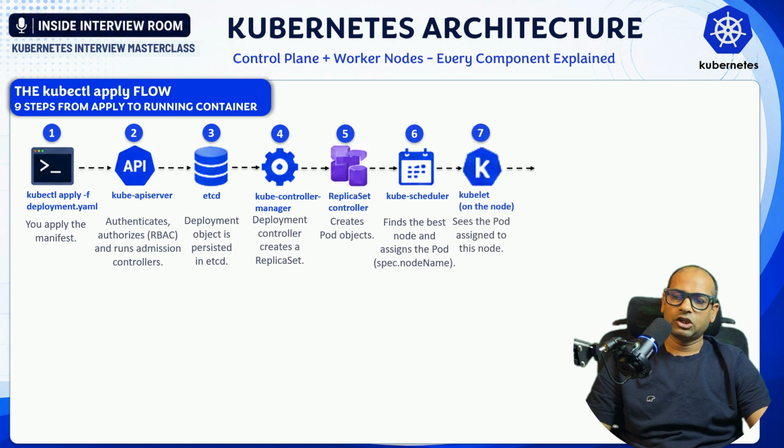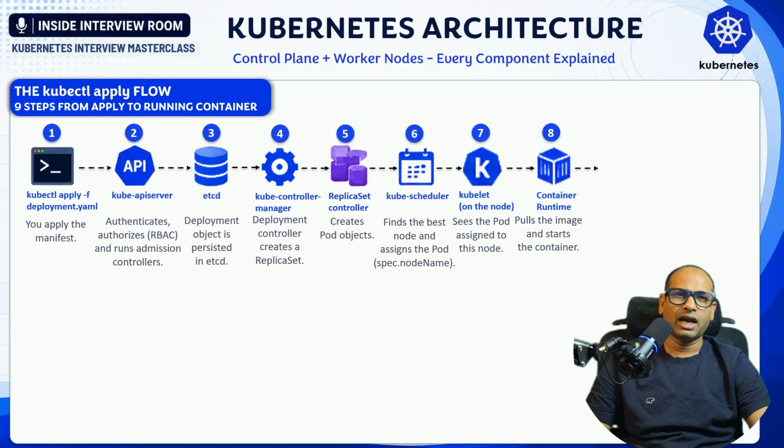Step 7, the kubelet on that chosen node is watching the API server and it sees a pod has been assigned to me. Now the work comes down to the node. Step 8, kubelet tells the container runtime to pull the image and start the container. This is the step most people jump straight to and skip everything before it.